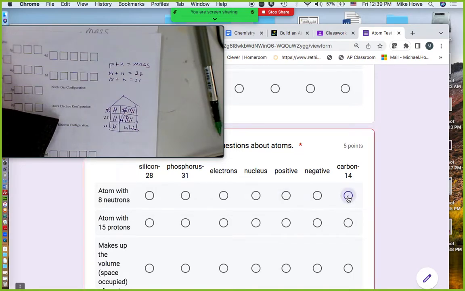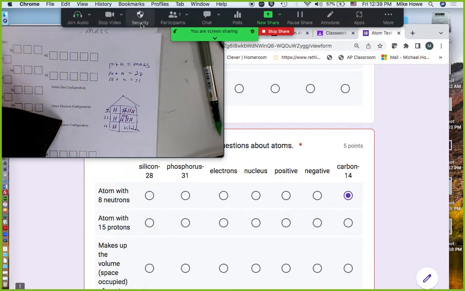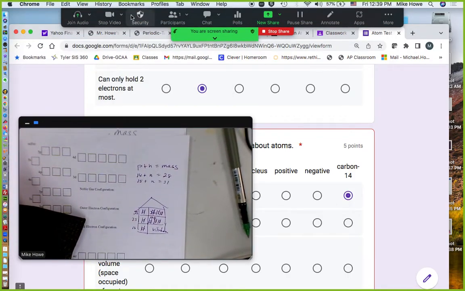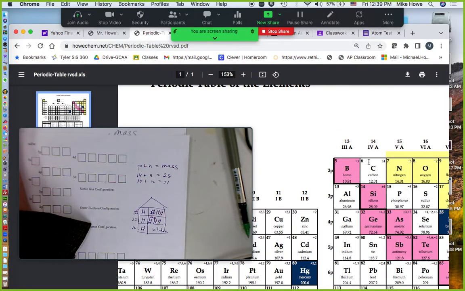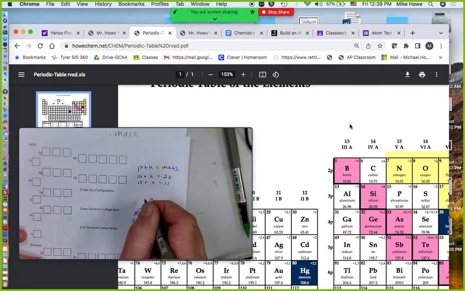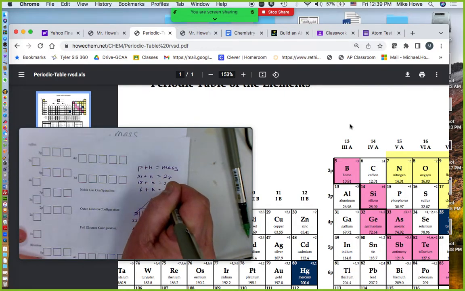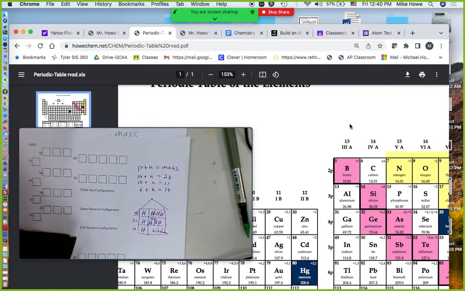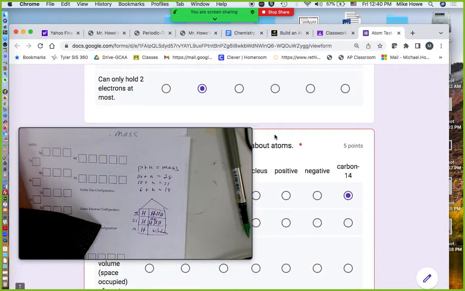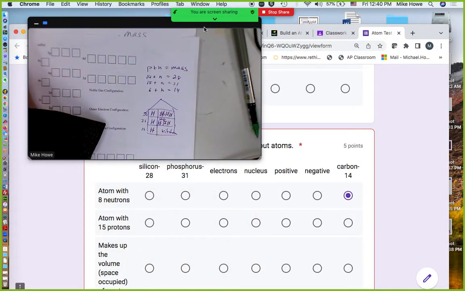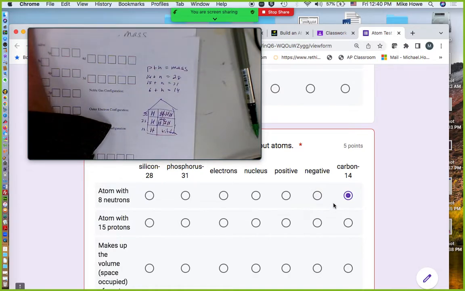So it has to be carbon 14. And if you look at carbon on the periodic table, it has 6 protons right here. So that would mean 6 here plus n equals 14. So 6 plus 8 equals 14, so that's your answer. So several things you had to think about there to be able to figure that out. It's not too complex, but you did have to think a little bit about it. Now, I've already addressed this atom with 15 protons. We said that was phosphorus a second ago, so that's got to be phosphorus 31.